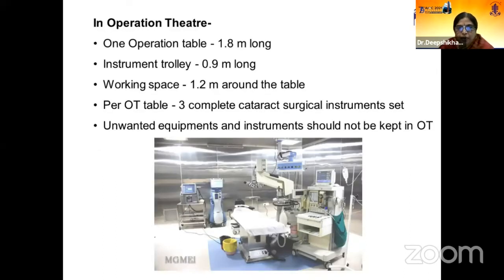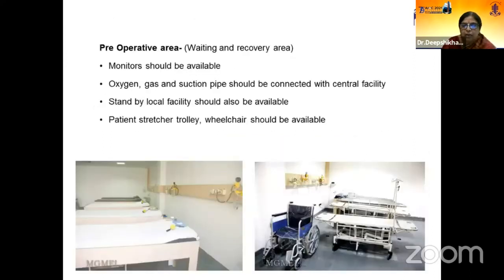In one operation theater, there should be one table of 1.8 meter length and an instrument trolley of 0.9 meter length, while the working space around the table should be 1.2 meter. And per operation theater, per operation table, there should be 3 complete cataract surgical instrument sets available. Unwanted equipment and instruments should not be kept in the operation theater.